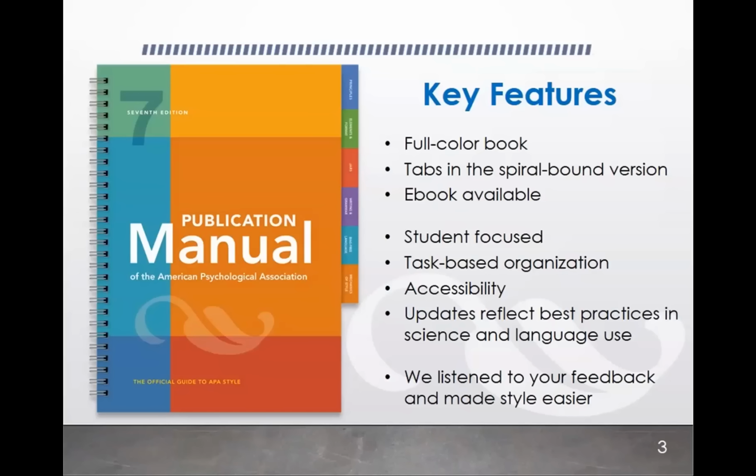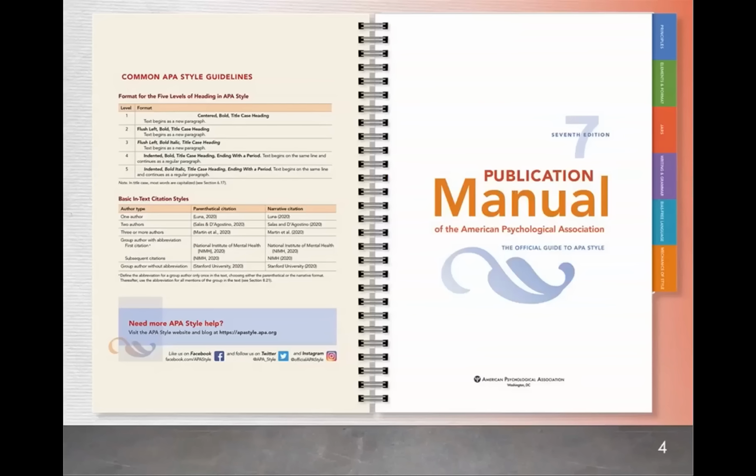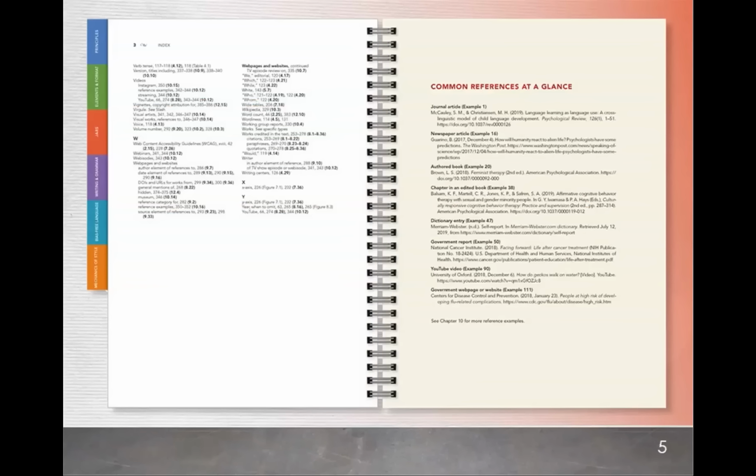So on the next page, we have some slides that show you the inside cover of the manual includes tables with quick questions that you might want to find the answers to about heading styles, as well as basic in-text citation styles. And then on the back cover, common references at a glance, covering things like journal articles, newspaper articles, dictionary entries, government reports, YouTube, web pages. So it's really easy to find what you're looking for.